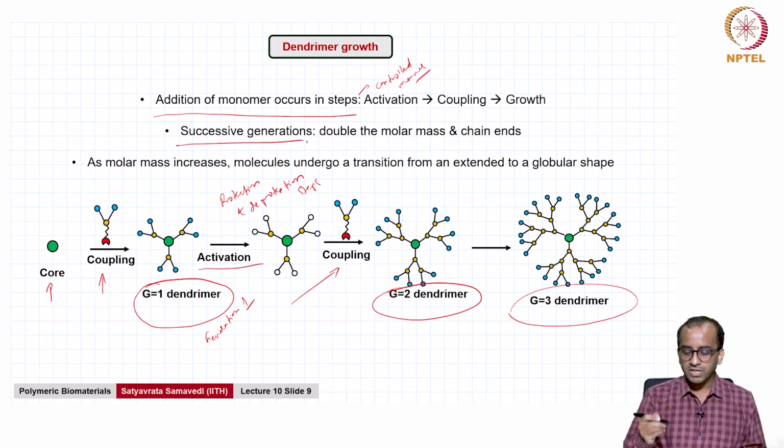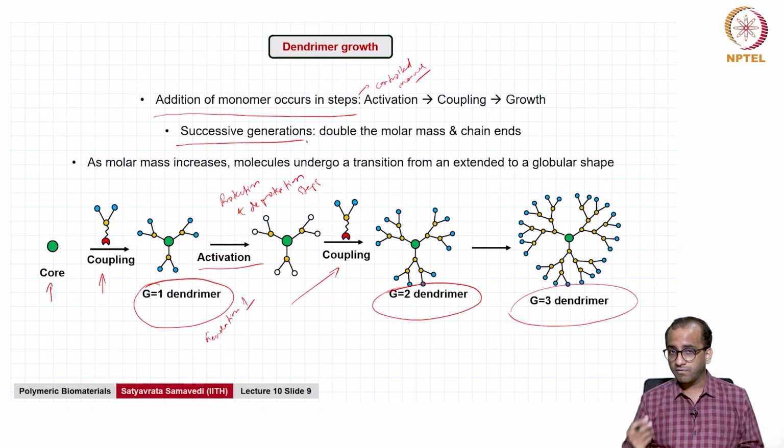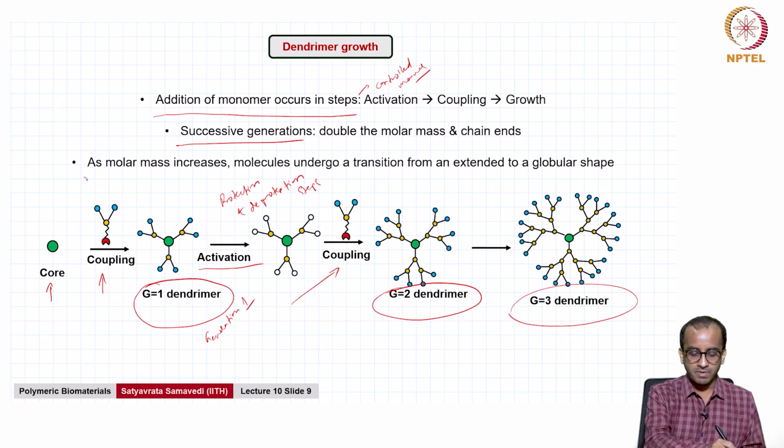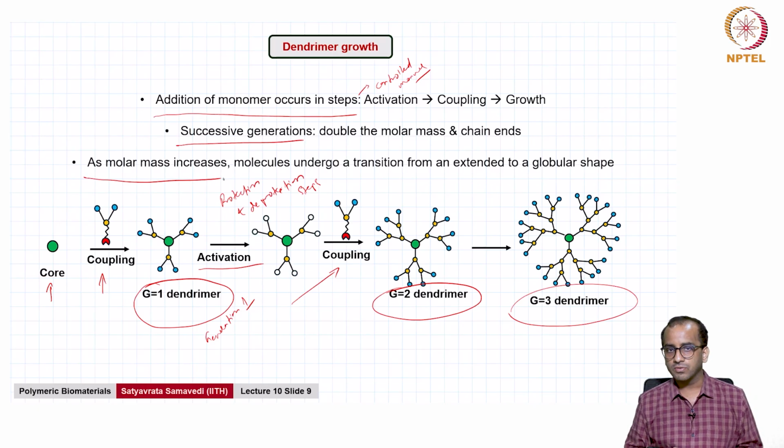In every successive generation, you roughly get double the molar mass and the number of chain ends. And that's the key to why you get very, very controlled and very largely monodispersed structures or architectures with this kind of an approach. And typically as the molar mass increases, these molecules undergo a transition from largely an extended form to begin with, and they start taking more of a globular shape.